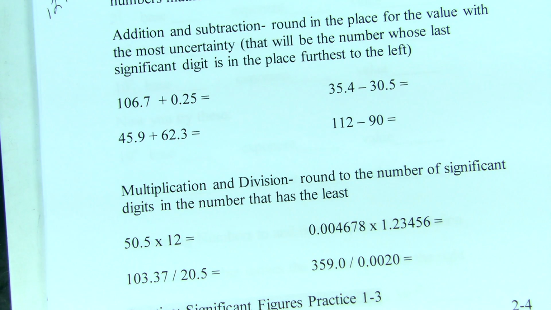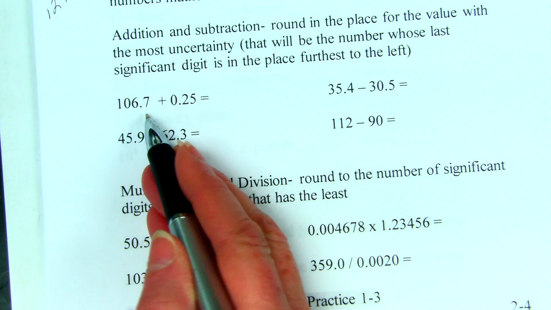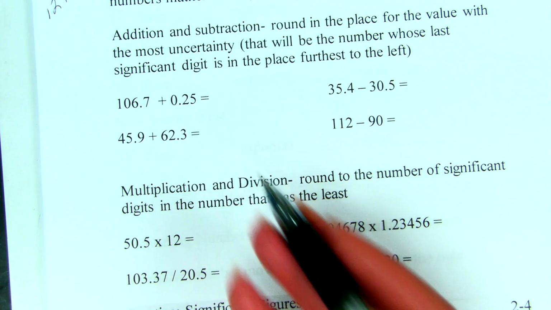So now, what happens when we start to combine numbers where we are mathematically combining measured values? Well, we have rules for each type of mathematical operation. For addition and subtraction, we round in the place for the value with the most uncertainty. That's the number whose last significant digit is the place furthest to the left. Now, this rule makes no sense to me in words, but when you look at it with examples, it seems better. So we have 106.7, and we're adding to it 0.25.